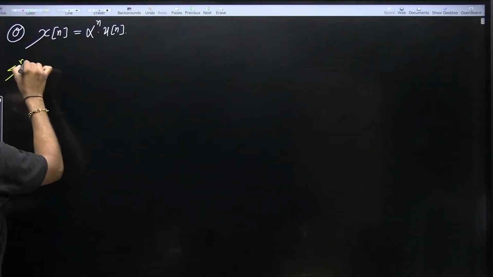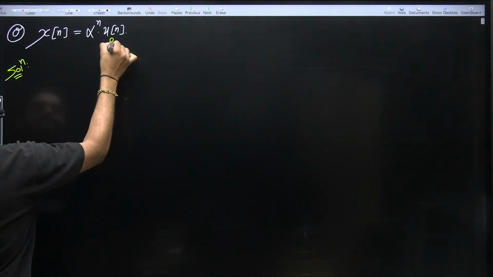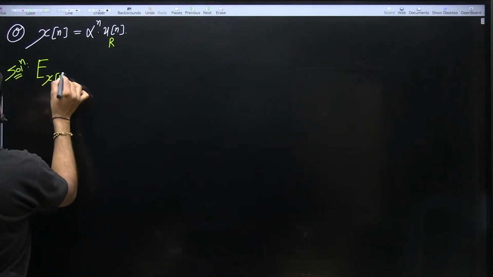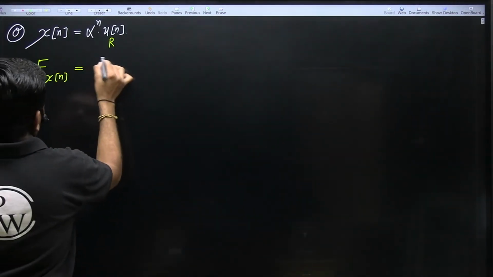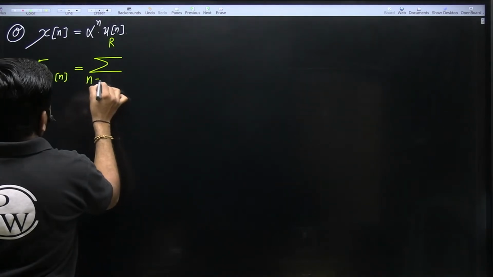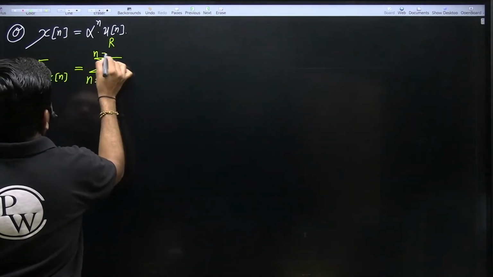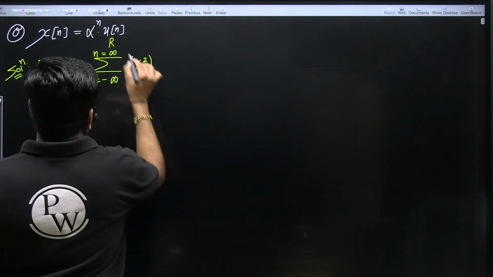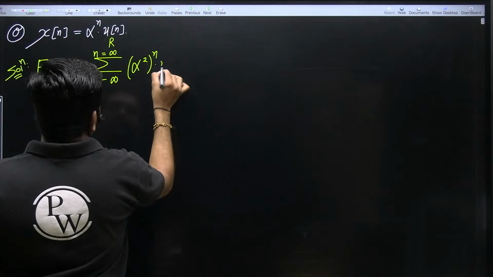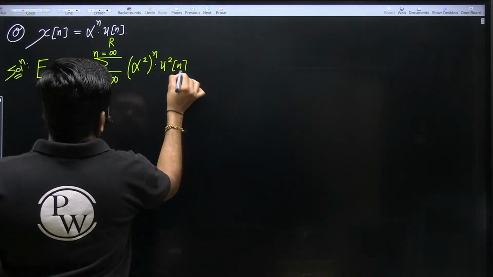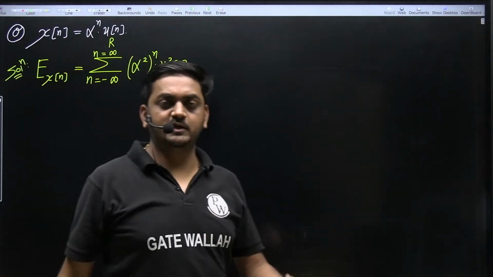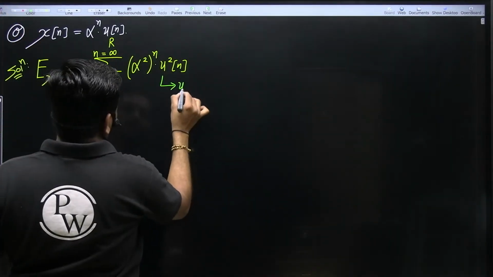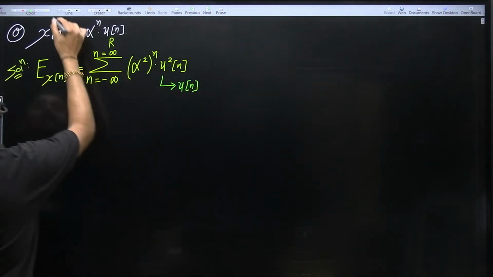But it is a right-sided signal. We want to calculate the energy of this right-sided signal. As this is a real-valued signal, alpha is a real-valued number. So the summation, n from minus infinity to plus infinity, of the square of x of n, is nothing but alpha square of n times u square of n. What is the square of u of n? Square of u of n is nothing but u of n only.